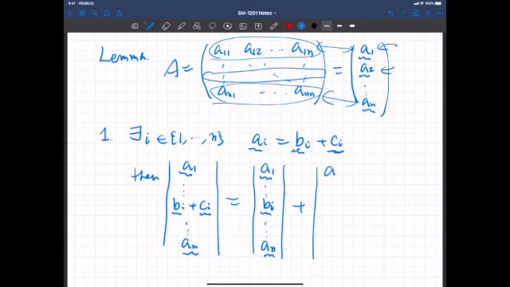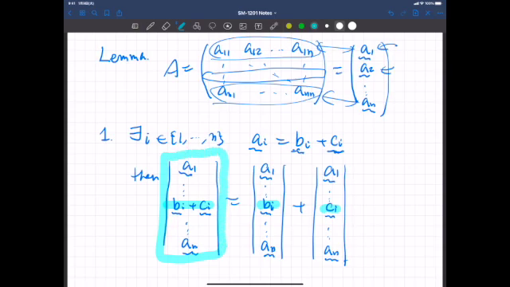The first determinant has rows A1, Bi, AN, plus the second determinant with rows A1, Ci, AN. So this is the ith row of the matrix, and this is the ith row. If the ith row is a sum of two row vectors, then the determinant on the left hand side can be split into the sum of two determinants.